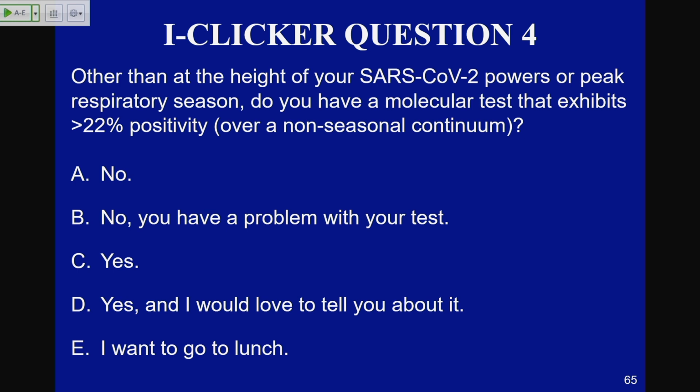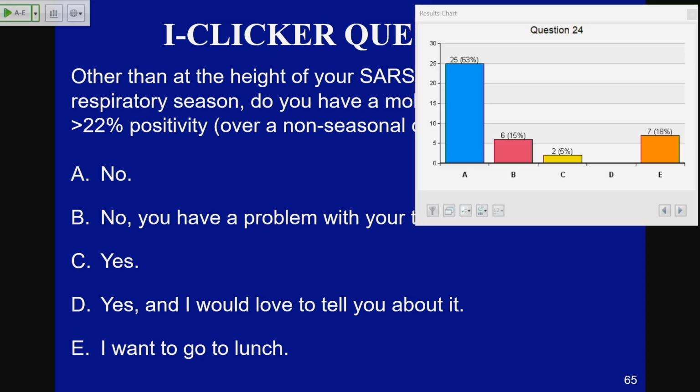So let's open the balloting. Oh yeah, everybody's answering E because the responses are coming quick. All right, let's shut it down. Only 20% of you want to go to lunch. So the answer is no.